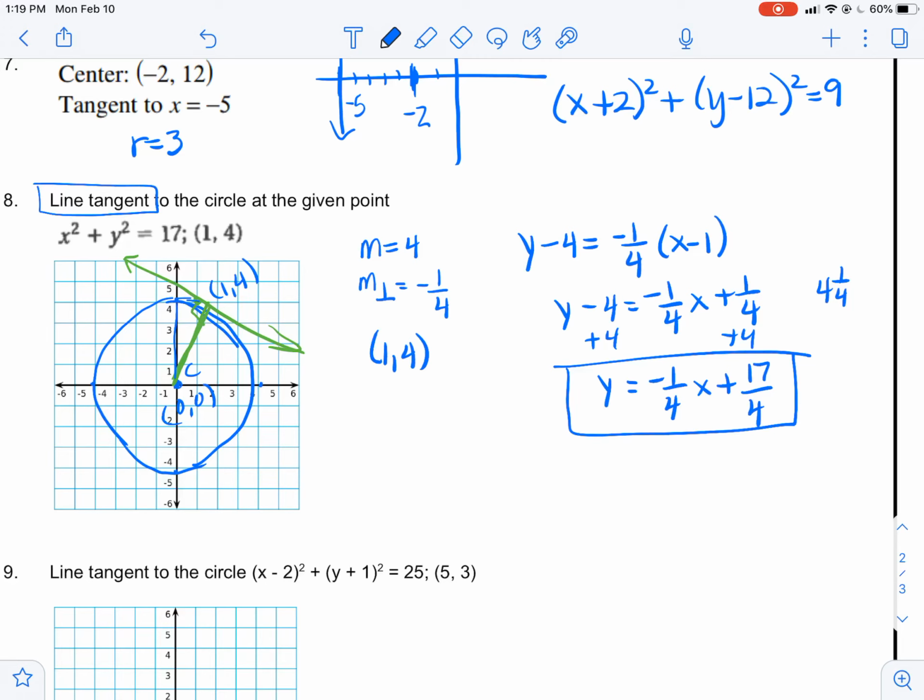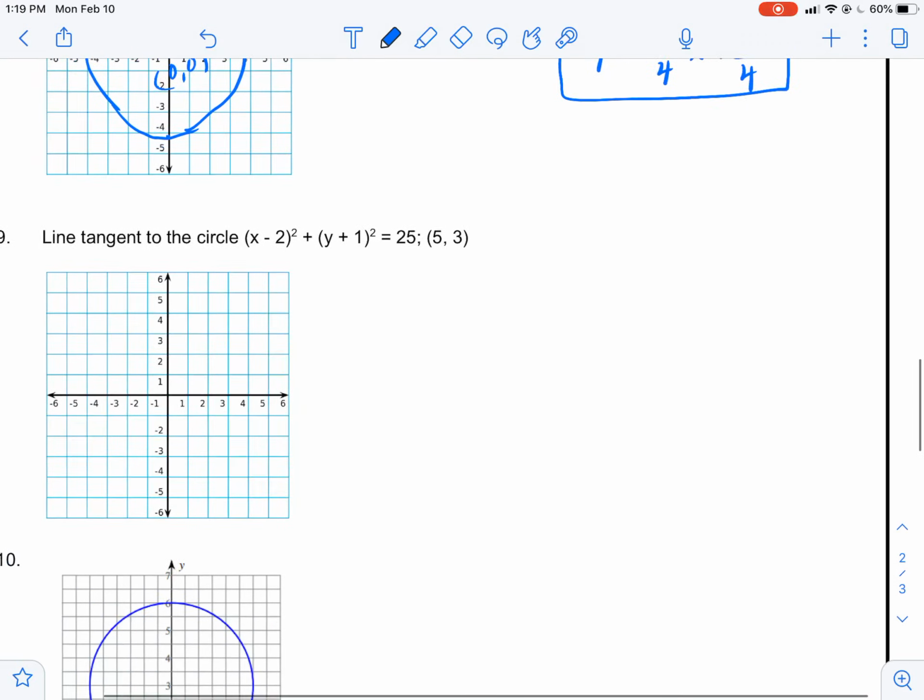Okay, so again, go back over what we did. I looked at my circle, and because my tangent is perpendicular to this line, okay, perpendicular to that line, going through that point (1, 4), I can just do the slope of my radius, do the perpendicular reciprocal to get the slope of my tangent line, and then use that point and the slope to find my equation. Okay, let's try another one.